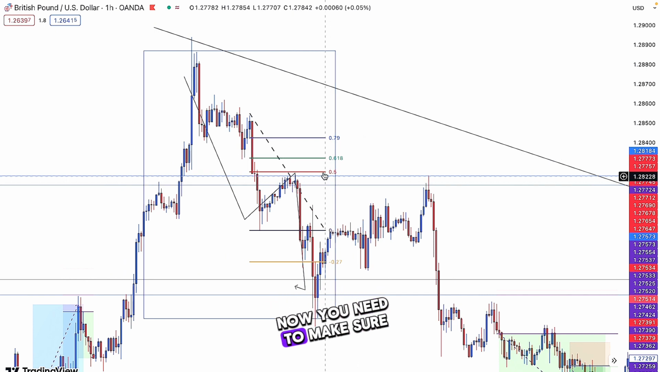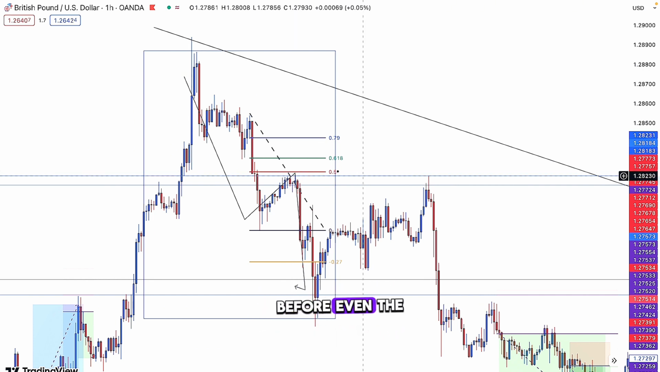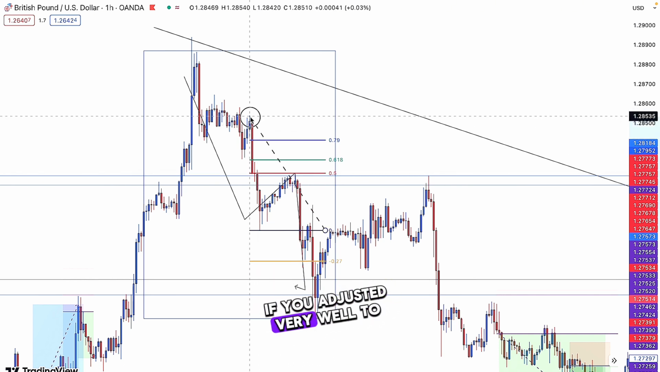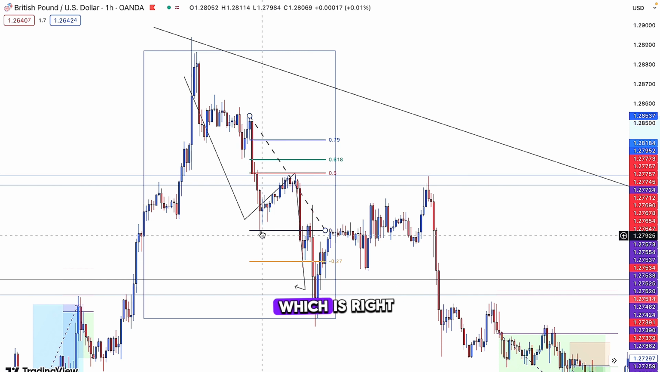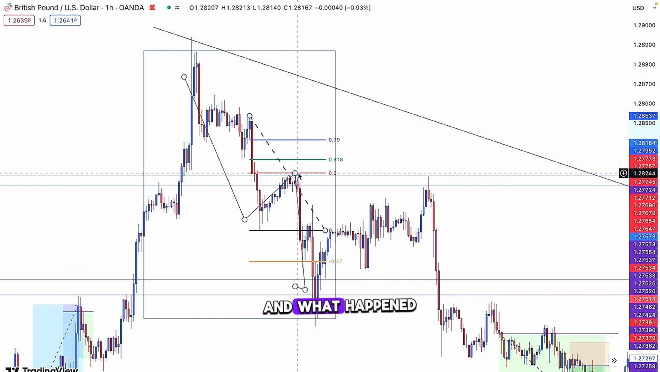Now, you need to make sure the key level and your Fibonacci are close in range, just as seen right here. This is my key level drawn before even the Fibonacci was drawn. But you can see that from the recent high, if you adjust it very well, to the recent low, which is right here, the market pulled back into this zone. And what happened? The market started reacting.